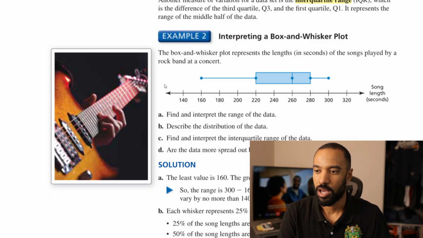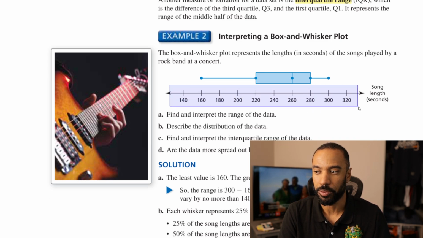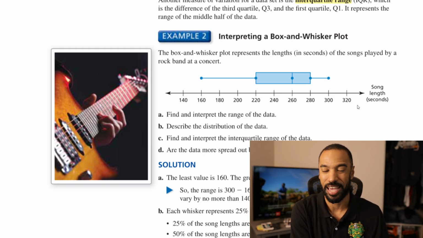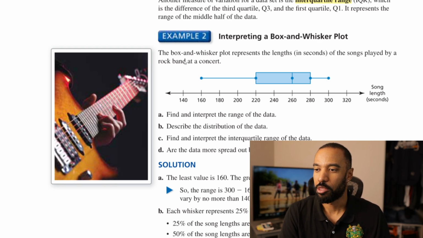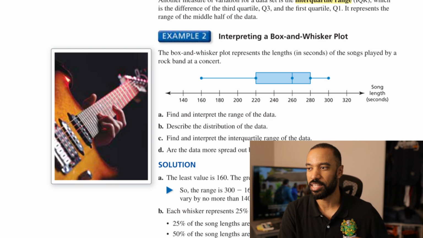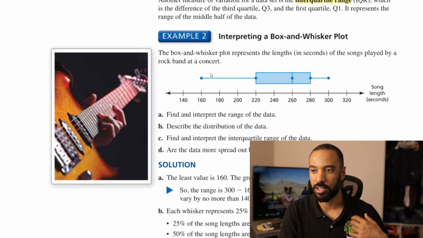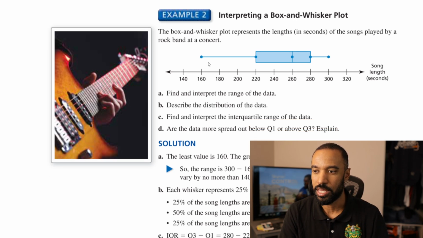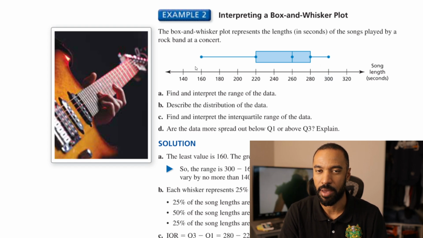So let's see. Oh, yeah, see, they're equally spaced, but you have to come up with different spacings all depending on what there is. So if we have to draw our own like that, I don't know. We'll see how we do. All right, the box and whisker plot represents the lengths in seconds of the songs played by a rock band at a concert. Find and interpret the range of the data. So we have to find the entire range from the 160-second song to the 300-second song. That's a min and max there.